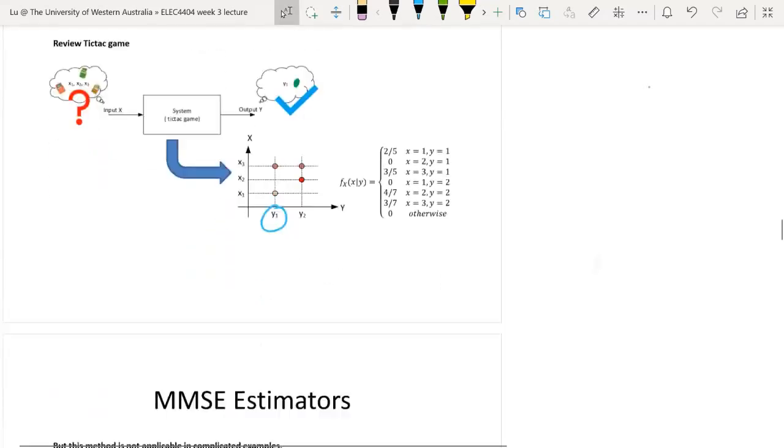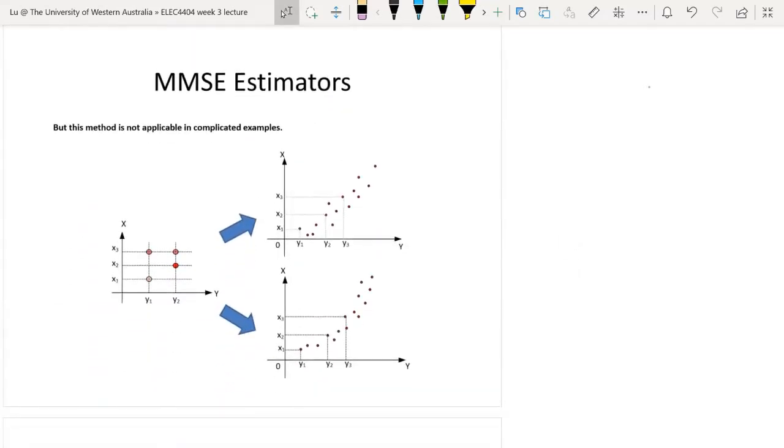But if the system becomes more complicated, in other words, for a given Y value, there are many, many possible samples of X, the comparison will be hard work. In this new slide, you can see on the left-hand side we have the easy case, the tic-tac game one. But on the right-hand side, you can see in the graph we have many, many sample points. We are using the right-hand side bottom one as an example.